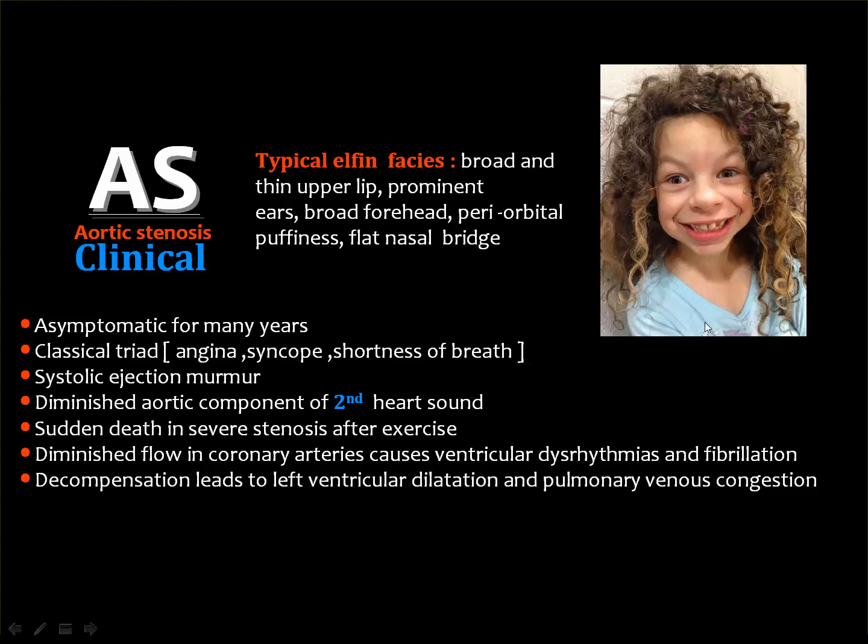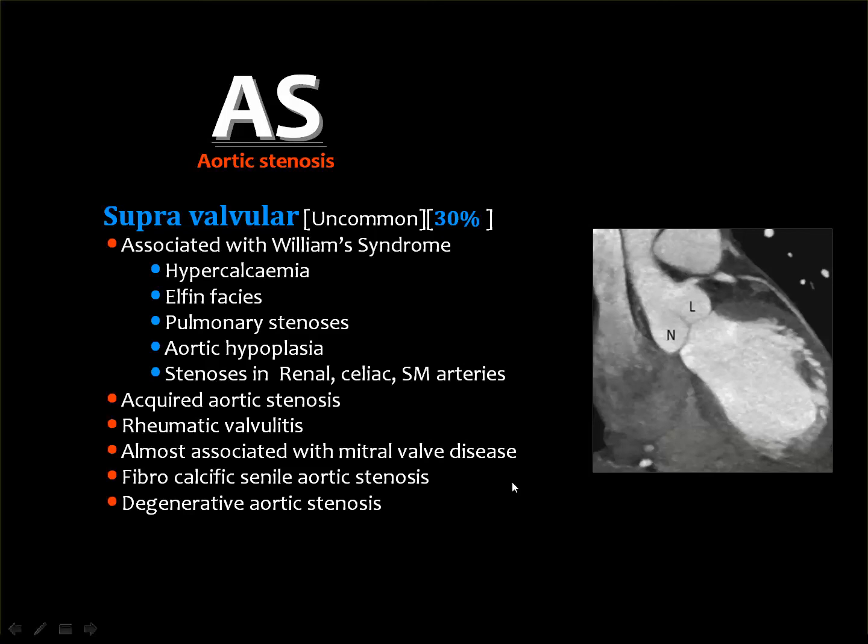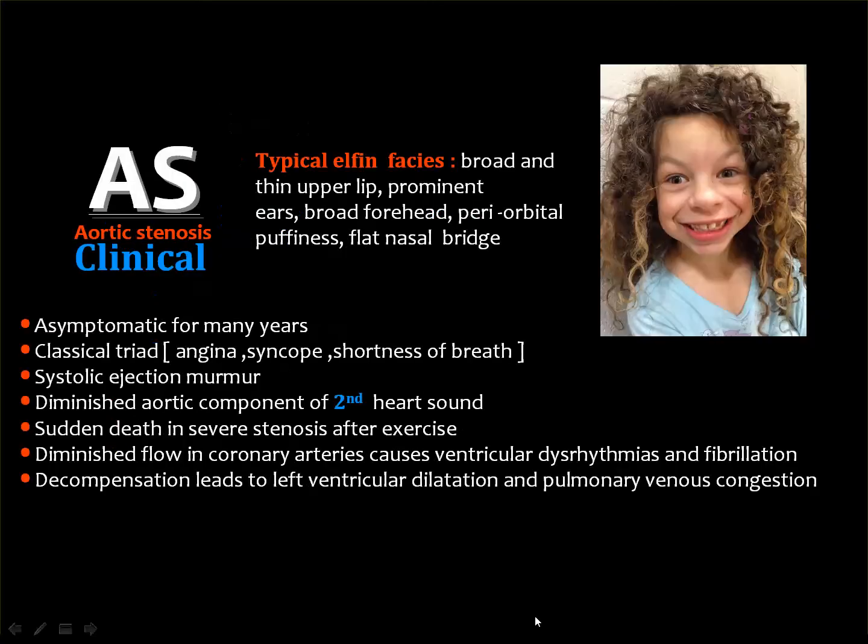This is what is known as elfin faces, which is described in the form of a broad and thin upper lip, prominent ears, broad forehead, periorbital puffiness, and a flat nasal bridge. This is one of the criteria of Williams syndrome, which is associated, as I have mentioned, with the supravalvular aortic stenosis.